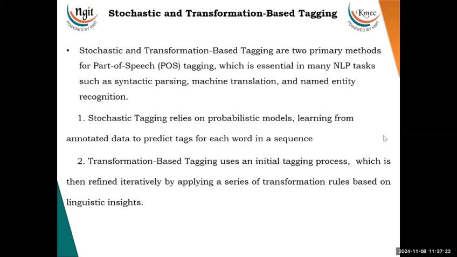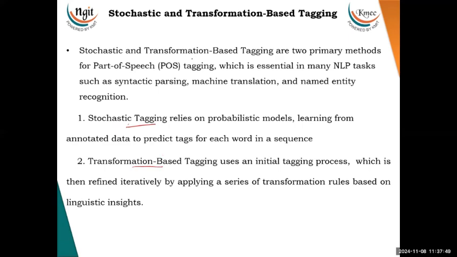So today we will talk about stochastic and transformation based tagging in natural language processing. So what is stochastic based and what is transformation based tagging? We will see each one in detail. Under stochastic based, we have a couple of things to discuss, and under transformation based, we have a couple of things to discuss. So let me introduce you to both tagging concepts first.